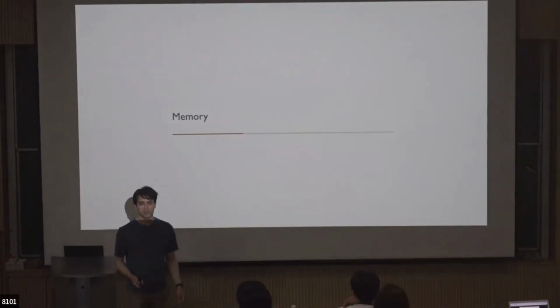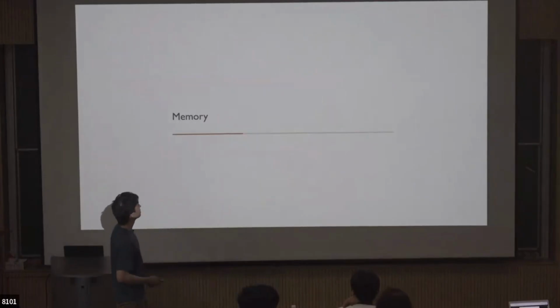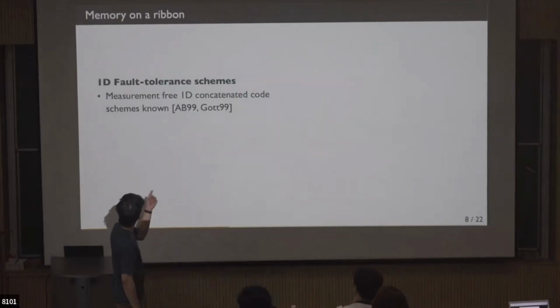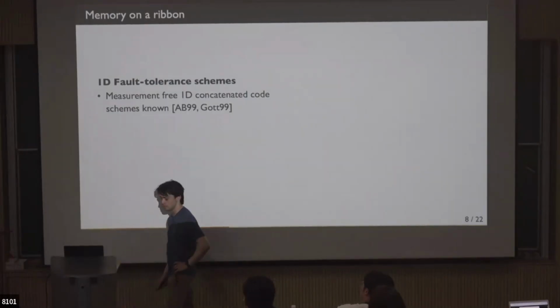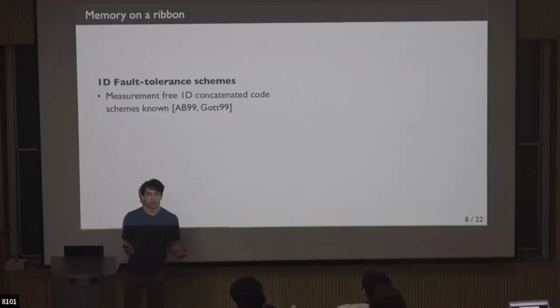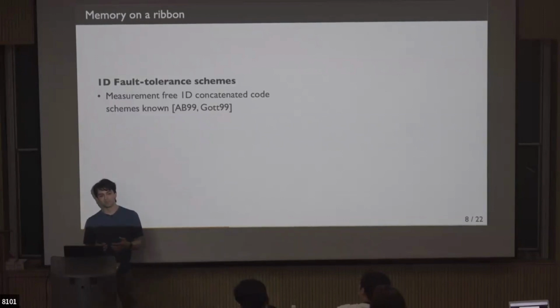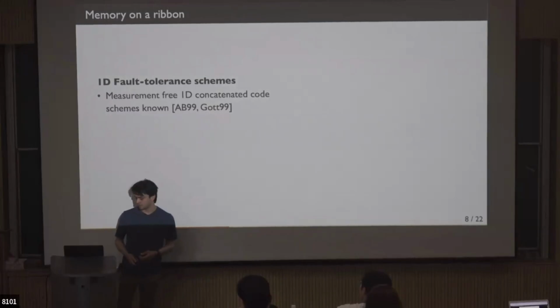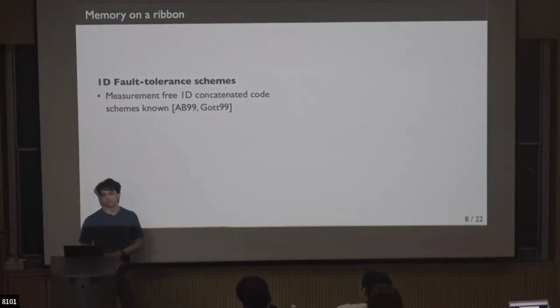Great. So now let's build a memory out of this thing. First off, there exist one-dimensional concatenated code fault-tolerant schemes that have completely local processing. And in addition to the processing being completely local, it's also completely quantum. You don't need any classical degrees of freedom, although you'd prefer it. And these have been known since the 90s. Happy to discuss more about that.